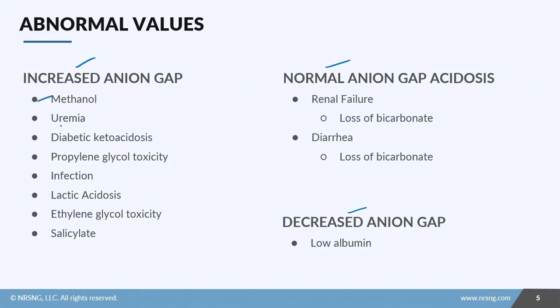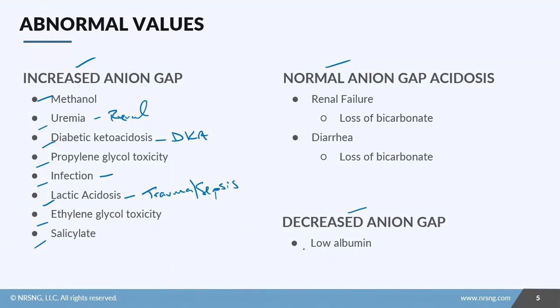So methanol, uremia, diabetic ketoacidosis, propylene glycol toxicity, infection, lactic acidosis, ethylene glycol toxicity, and salicylate poisoning. So you've got all of these things. This is renal related. This is your DKA that you need to worry about. Your lactic acidosis is going to be due from different types of potential trauma or sepsis, and these other things. So you've obviously got infection, but then these other things are additions, like some sort of toxicity or poisoning.